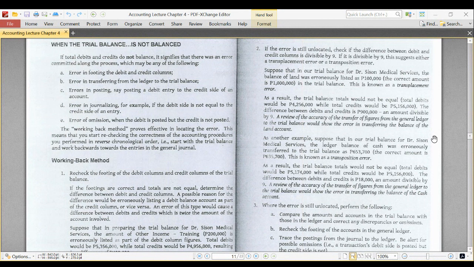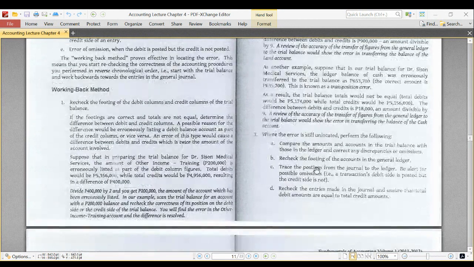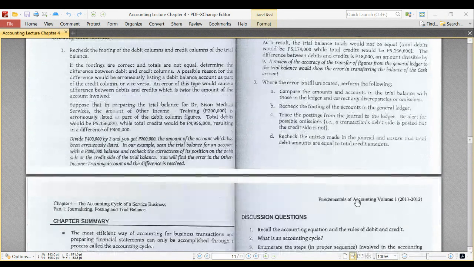Pag hindi mo pa rin malocate yung error, then compare the amounts and accounts in the trial balance with those in the ledger and correct any discrepancies or omissions. And then recheck the footing of the accounts in the general ledger. Then trace the postings from general journal to the ledger. And so basically, you have to recheck. You have to go back until you reach the very beginning.